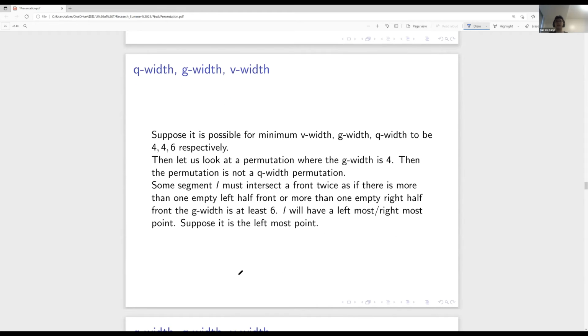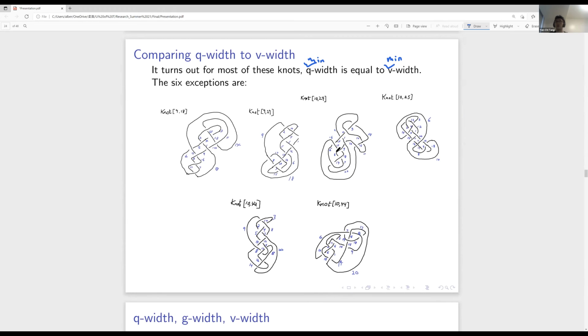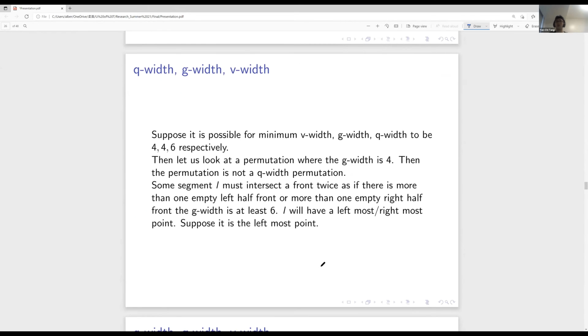What in essence is that if we have a permutation of any of those knots where the minimum graphical width is 6, we know it's not going to be connected in such a manner where I can connect everything from left to right as a quick width permutation. Otherwise, the minimum quick width permutation is 4.